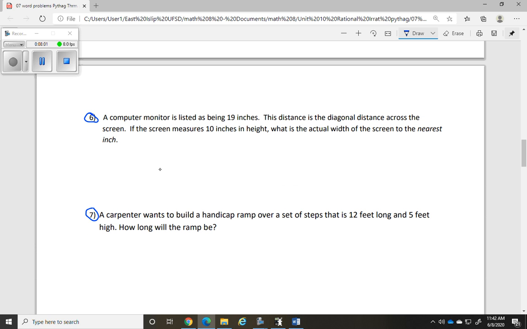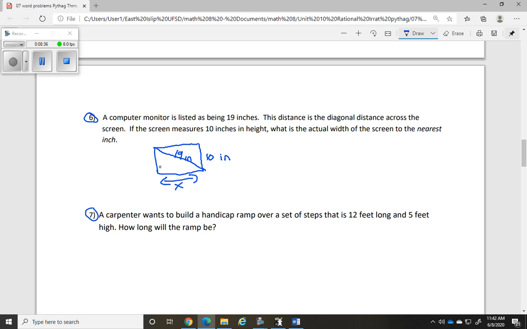Next, number 6. A computer monitor is listed as being 19 inches. Whenever TV screens, computer monitors, and things like that, whenever its size is listed, they always give you the diagonal length. So here's something that can represent my computer monitor. This here would be the 19 inches. If the screen measures 10 inches in height, so this I could say is 10 inches, what is the actual width? So how wide is this here?